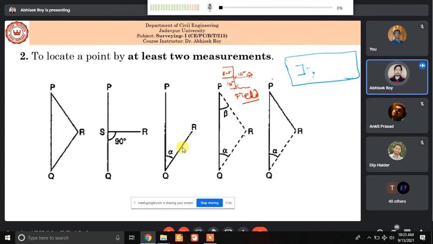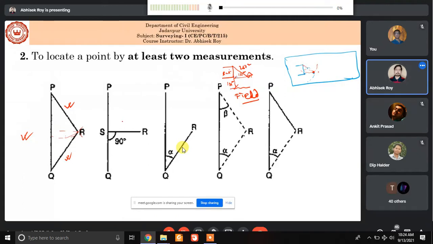For that reason you have to measure at least two measurements. You measure this as 150 meter, and you can have a similar measurement from the other end, and suppose this is 250 meter. A 250 meter radius circle is possible, and a 150 meter radius circle is possible, and their intersection will be one single, particular point. Then you can mark your tree. So two linear measurements can be used, as explained here. From PQ, if you want to plot R, you have to know the distance QR and the distance PR, then only you can plot.